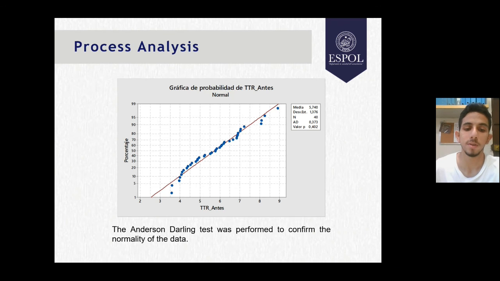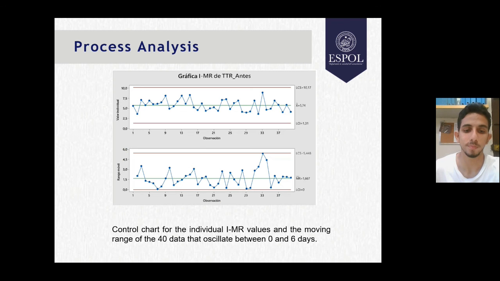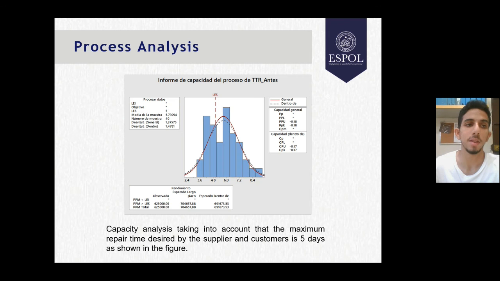The process analysis. Here, we apply the Anderson-Darling test to confirm the normality of the data. The control chart for individual values, the IMR, and the moving range of the 40 data oscillates between 0 and 6 days. The capability analysis takes into account that the maximum repair time desired by the supplier and customer is 5 days, as shown in the figure.